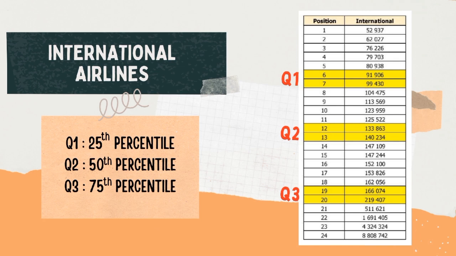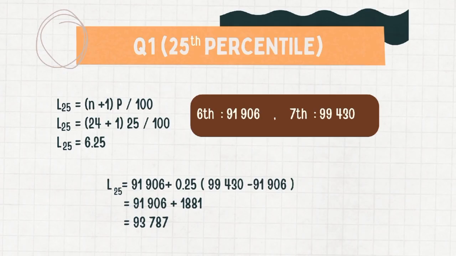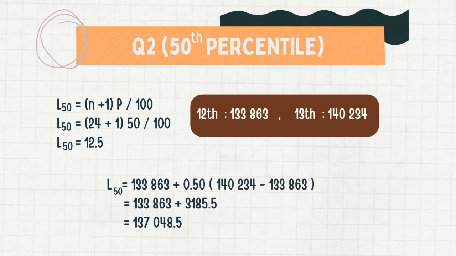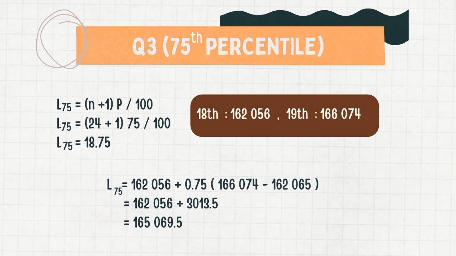Okay, next the international airlines, just the same as domestic airlines. I got the values from the table and then I identified the first quartile, second quartile, and third quartile. This is the value for the first quartile, and this is for the second quartile, that is the 50th percentile. And the last one is the third quartile, that is the 75th percentile. We follow the formula and we got the value.